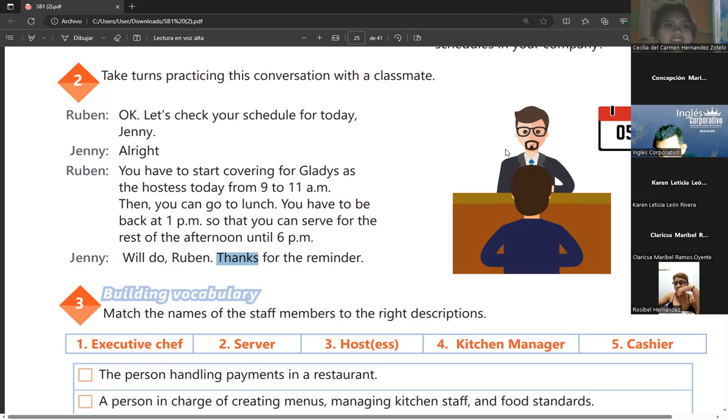Ahora intercambiamos roles. We switch roles. Okay, let's check your schedule for today, Jenny. All right. You have to start covering for Gladys as the hostess today from 9 to 11 a.m. Then you can go to lunch. You have to be back at 1 p.m. so that you can serve for the rest of the afternoon until 6 p.m. Will do, Ruben. Thanks for the reminder.